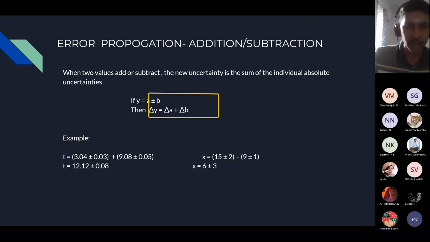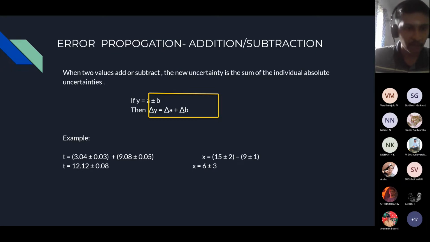So I'll bring you basic formulas for error propagation. In these formulas, we may not get the exact result, but we mostly get approximate. So this function must only contain addition or subtraction operation. When two values add or subtract, the new uncertainty is the sum of individual absolute uncertainties. If y equal to a plus or minus b, then delta y is equal to delta a plus delta b. Either it's addition or subtraction, the error will always be added.